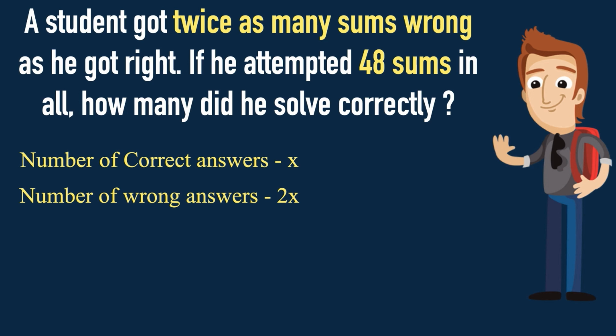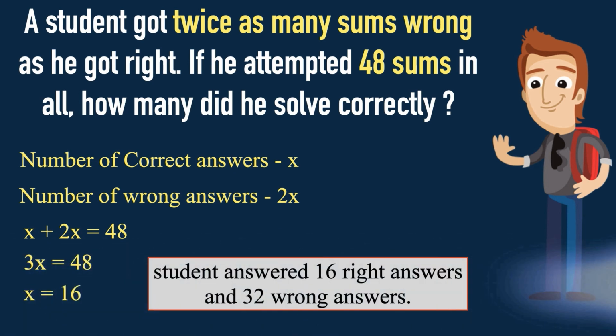And it is also mentioned in the question that the total number of questions is 48. So the equation becomes x plus 2x equals 48. After solving this equation, 3x is equal to 48 and finally x equals 16. Since x is the number of correct answers, the student answered 16 right and 32 wrong. And this is the solution for this particular problem. If your approach is right, you can solve this problem in less than 10 seconds.